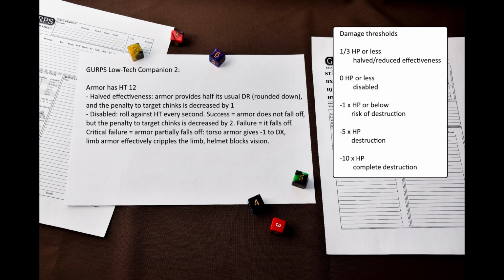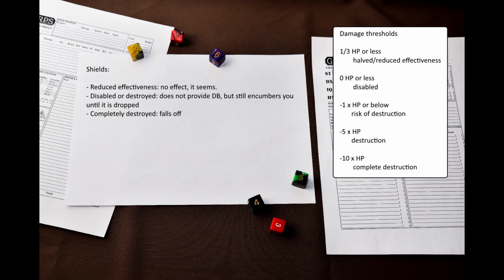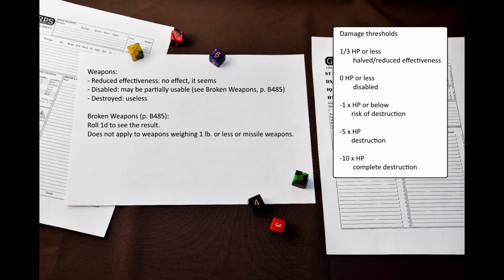So now that we have these damage thresholds worked out, let's talk about the special rules for shields and weapons. If a shield is disabled or destroyed, it no longer provides its defense bonus, but it still encumbers you until dropped. If it is completely destroyed, it falls off. As for weapons, these rules are much more varied. They can be found on page 485. If a weapon is destroyed, it is useless, but if it is merely disabled, it may be partially usable still. This does not apply to weapons weighing 1 pound or less, or missile weapons.